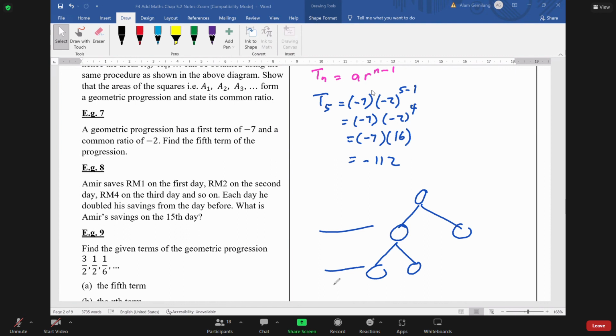Okay, so that means you just use the formula, right? Dijun also correct. So you just find T15. Here a is 1, and r is double, double means times 2. So you want to find T15.